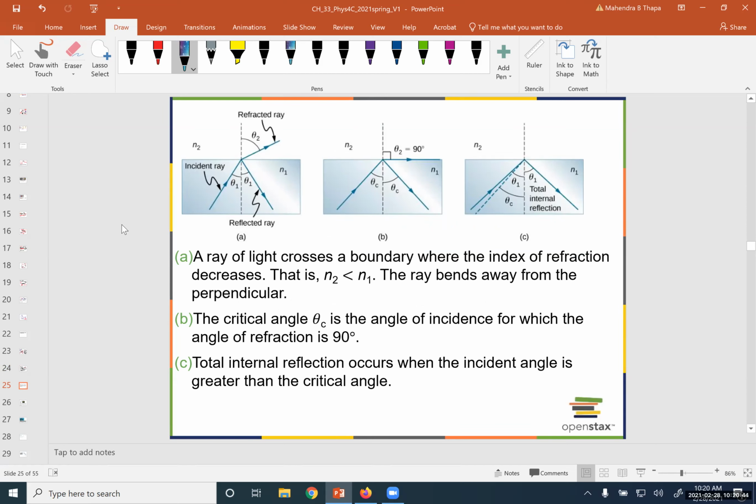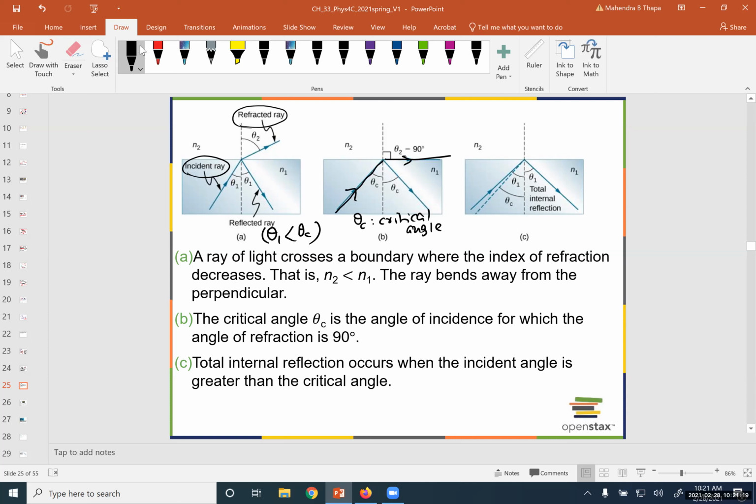In this case, this angle theta 1 is less than the critical angle. That's how we have the incident ray and the refracted ray. This is the case. The theta c here is the critical angle. Up to the critical angle, you see theta c, the light passes through the interface.